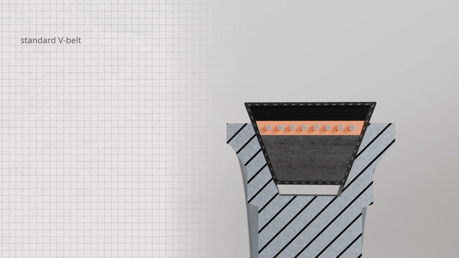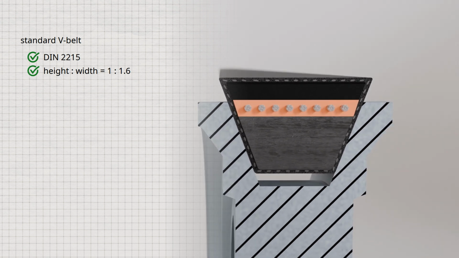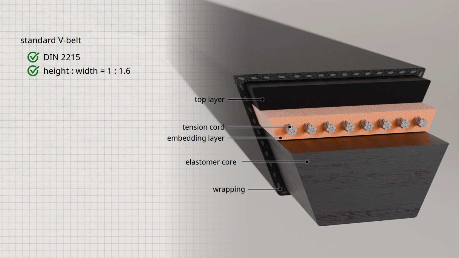Standard V-belts are standardized in accordance with DIN 2215 and have a height-to-width ratio of 1 to 1.6. Inside the belt, there are tension cords made of steel, aramid, polyester or glass cord at the level of the neutral axis, which are embedded between an elastomeric core and a top layer. To optimize friction or to protect the belt from external influences, the V-belt can be covered with a special rubber fabric. This is called a wrapped V-belt.